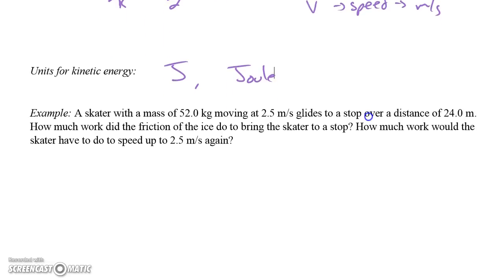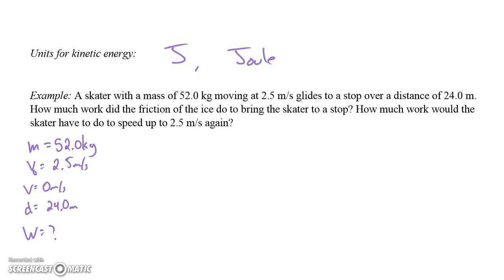So let's take a look at an example. A skater with a mass of 52 kilograms was moving at 2.5 meters per second to glide to a stop over a distance of 24.0 meters. How much work did the friction of the ice do to bring the skater to a stop? And how much work would the skater have to do to speed up to 2.5 meters per second again? So if we write out what we know. Alright, so here's what we know, and let's start with our equation. So we're looking for work.